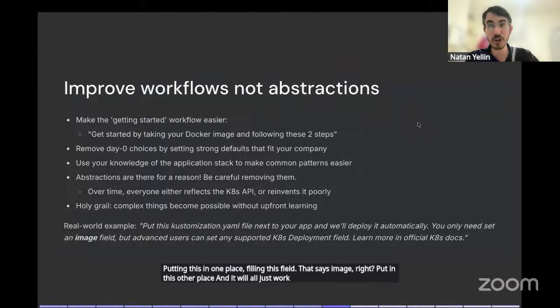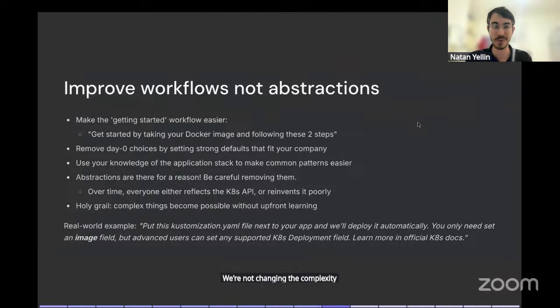So getting started is easier. We haven't changed the nouns. We've just made the on-ramp a lot easier. Again, we're changing that learning curve. We're not changing the complexity. We're just changing the learning curve to it.